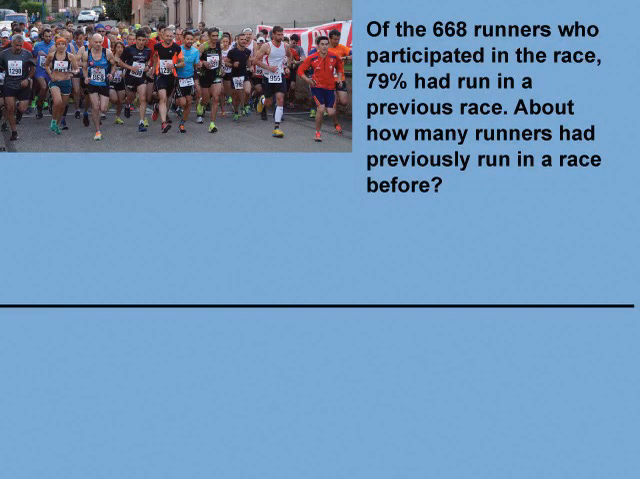Of the 668 runners who participated in the race, 79% had run in a previous race. About how many runners had previously run in a race before? To calculate the exact amount, multiply 0.79 by 668. But let's estimate the product instead. Round 79% to 80%, which is equivalent to 4/5.